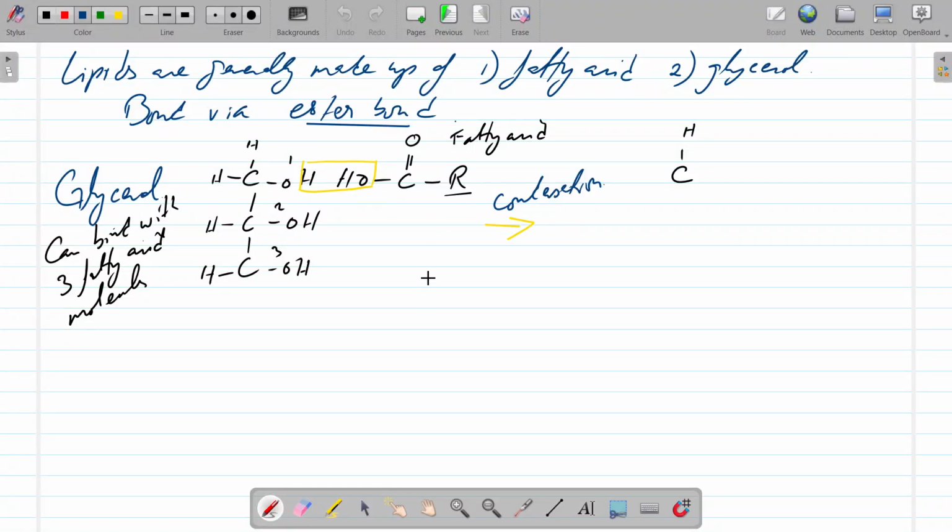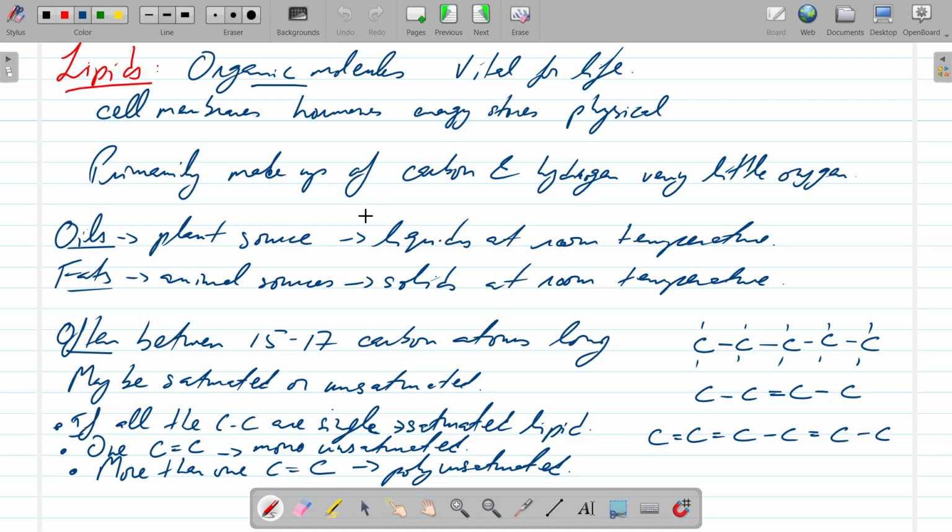Right, so picking up from where our class cut off last time, we are talking about the ester bond in lipids. Just as a quick recap, lipids are organic molecules. They're organic molecules, they are vital for life.